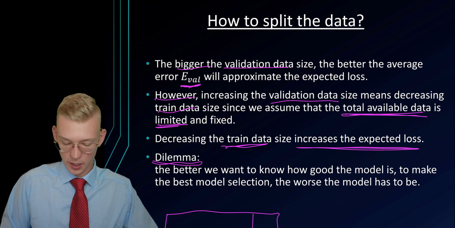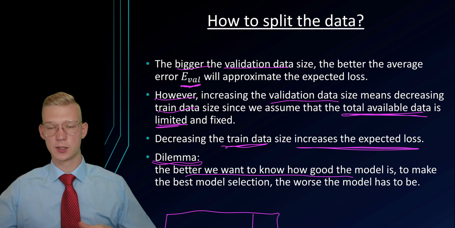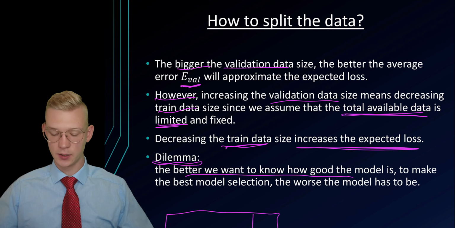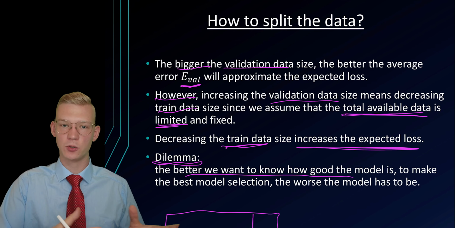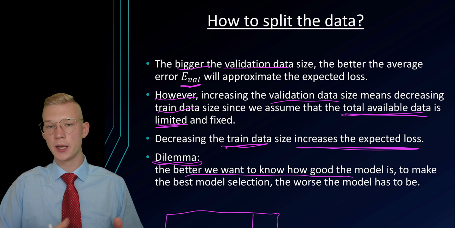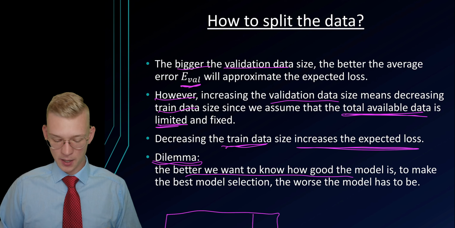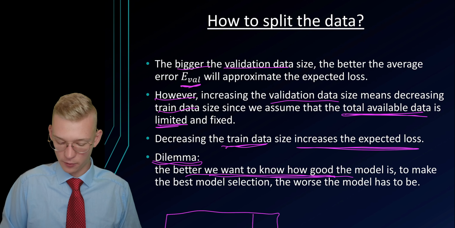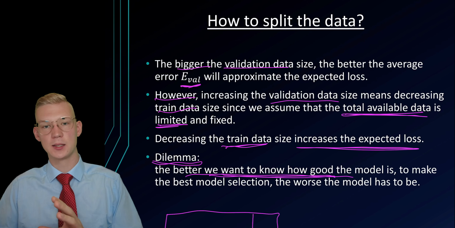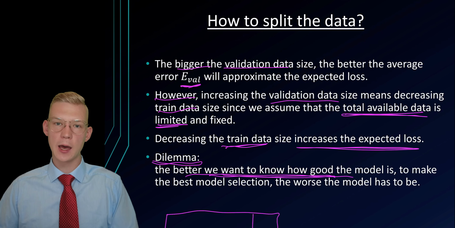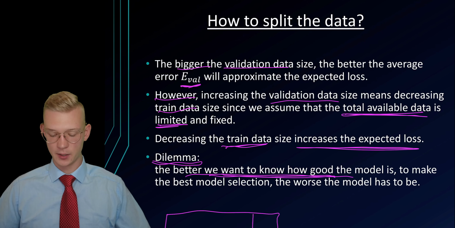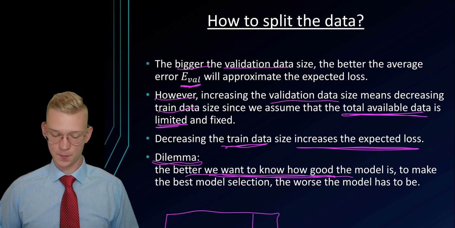If we want to know how good the model is, so actually increasing our validation data set, the model has to be worse because it has less data to train on. But if we use more data to train on, our value of the expected loss is not accurate enough because we don't have enough data in that validation data set. So this is the trade-off that we have to understand.